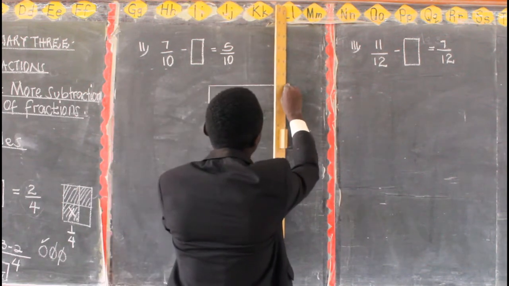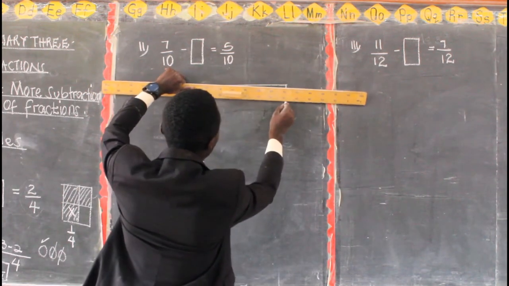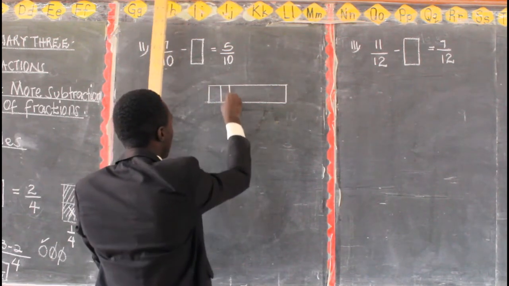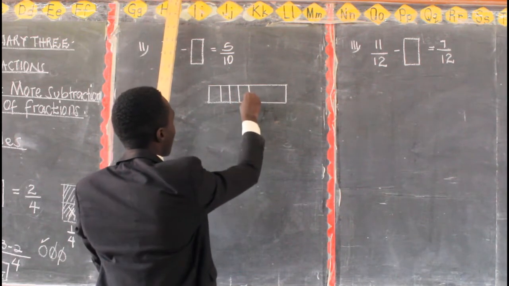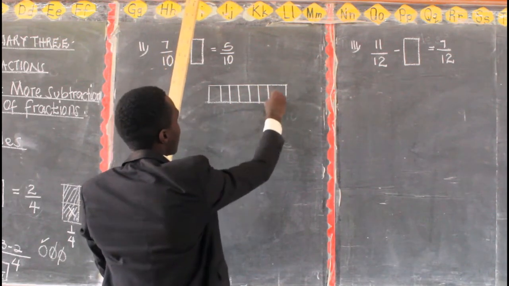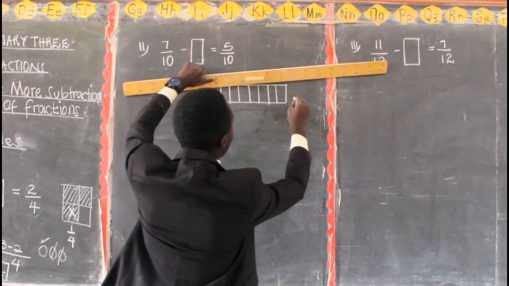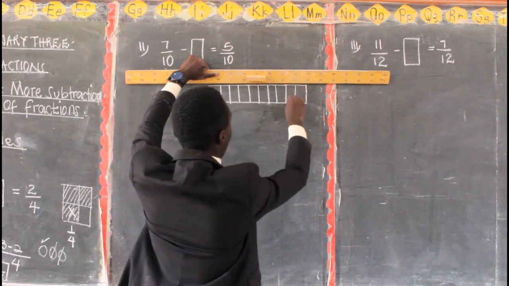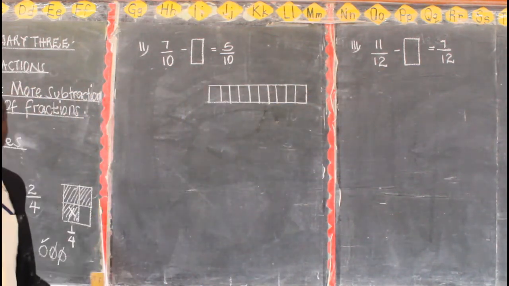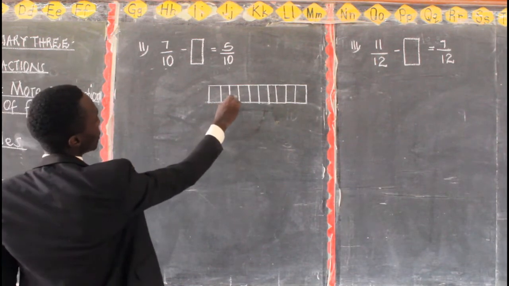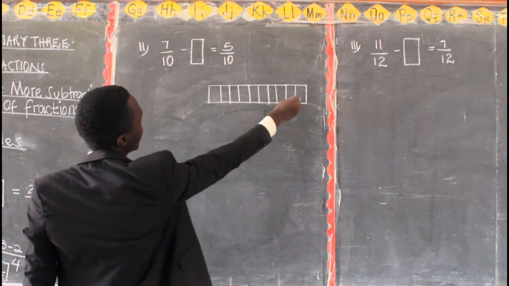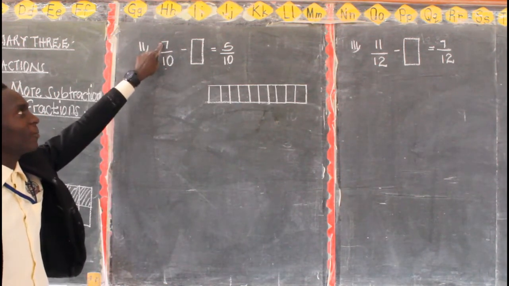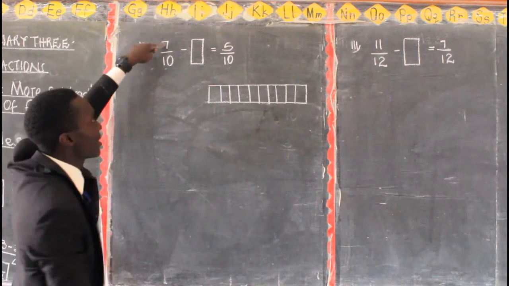10 parts. Make sure they are 10 parts. 1, 2, 3, 4, 5, 6, 7, 8, 9, 10. These are 10 parts. Let us count. 1, 2, 3, 4, 5, 6, 7, 8, 9, 10. They are 10 parts. This fraction is saying that there are 7 shaded parts out of 10. Let us shade 7 out of 10.